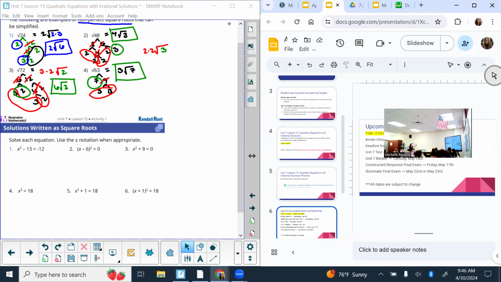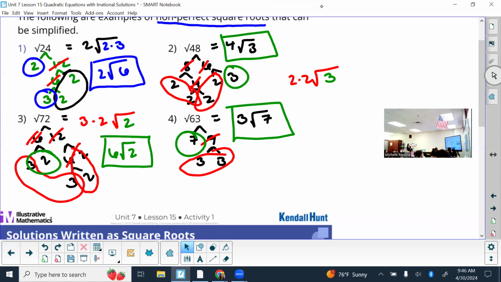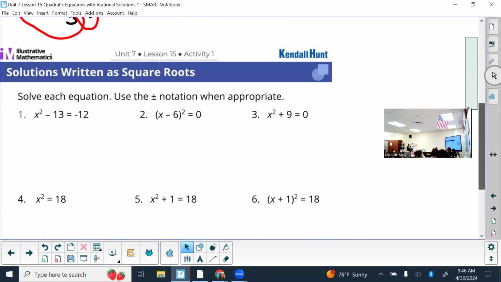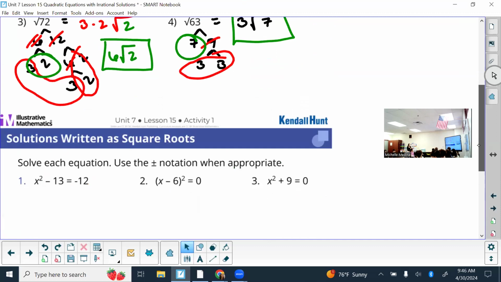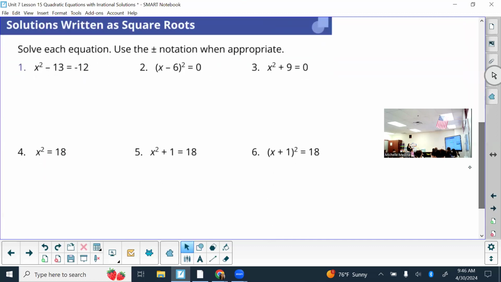So now for the next activity. I have full confidence that you could do all of these problems because it really is just basic algebra. But the key thing here is that sometimes you'll have irrational solutions, so do what we did in the warm-up and simplify any of those radicals when you see them. And anytime you square root, remember the plus or minus.